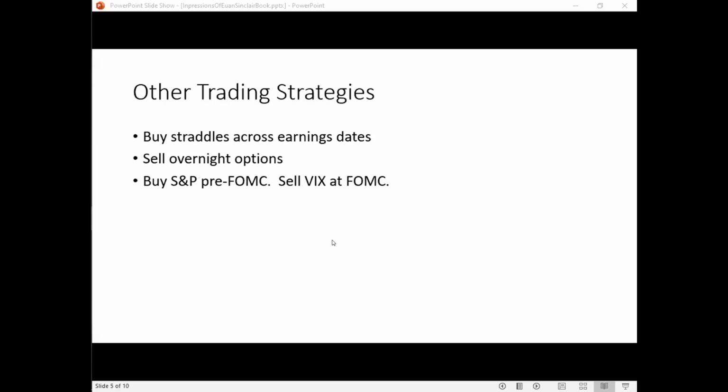Okay, let me see what else I have here. Then he has a series of secondary trading strategies that he uses opportunistically. Some of them are buying straddles across earnings dates, more earnings trades. Selling overnight options, again, has to do with when the options decay and when they don't on the 24-hour cycle. There are ways to exploit that. Obviously, I'm not even telling you what they are, but he outlined some of them in the book. And he also has some FOMC, Federal Open Market Committee, event trades. So it might give you some ideas.